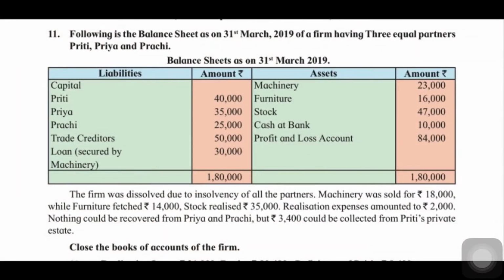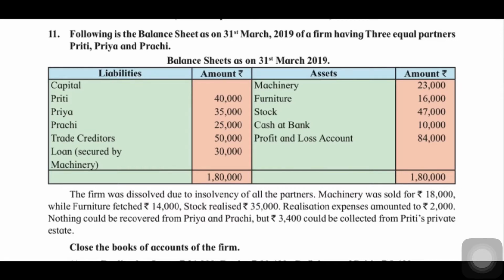Following is the balance sheet on 31st March 2019 of a firm having 3 equal partners, Preeti, Priya and Prachi. The balance sheet is given to us. Capital account is given Preeti, Priya, Prachi. Outside liabilities is trade creditors and loan. Now this is important. Loan is secured by machinery. Asset side, machinery, furniture, stock, these 3 will go in realization account. Cash at bank will go in bank account. Profit and loss account, this is undistributed loss which has to be distributed among all 3 partners equally.